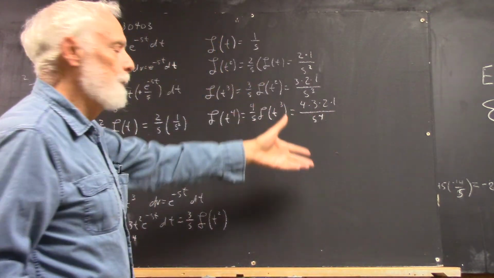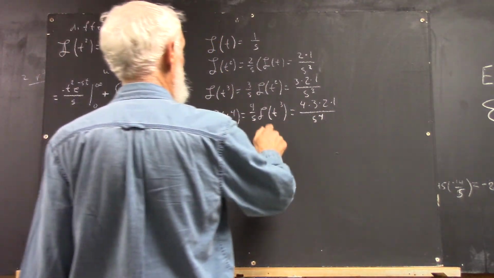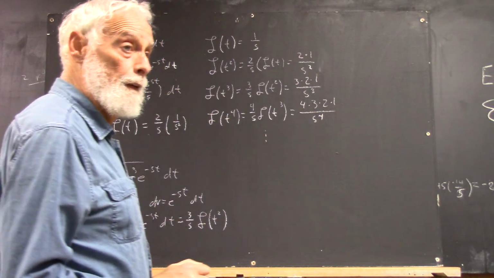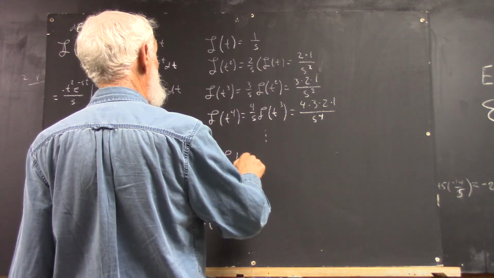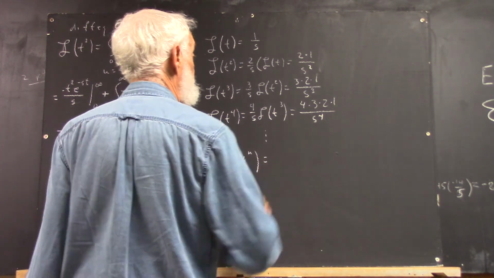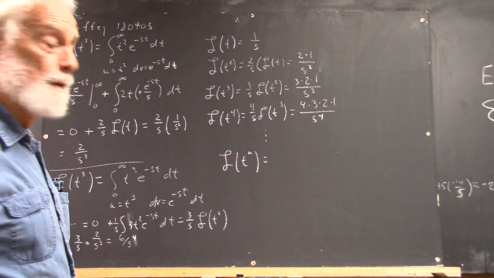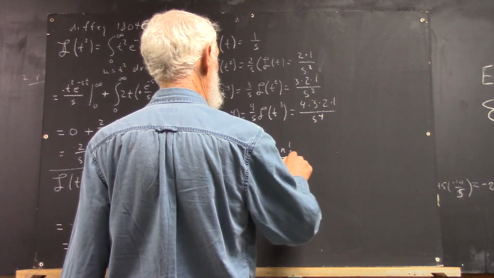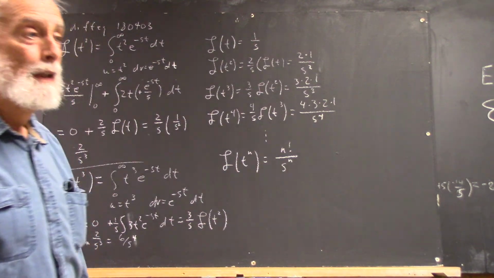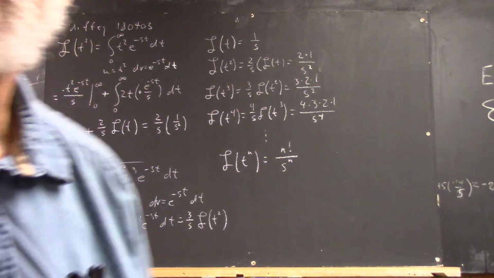So what's happening here? It's just like a factorial on top, isn't it? Yeah, you're getting a factorial. So what's the Laplace transform of t to the n? n factorial over s to the n plus 1. Yeah, you're right. Okay? Look in your book.